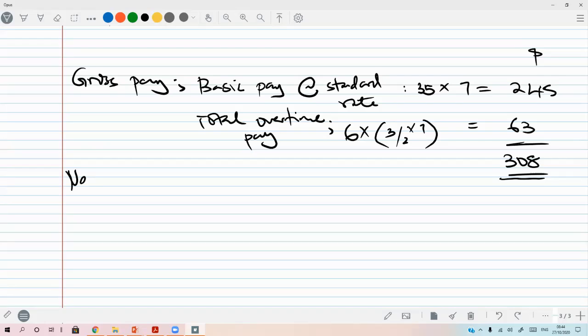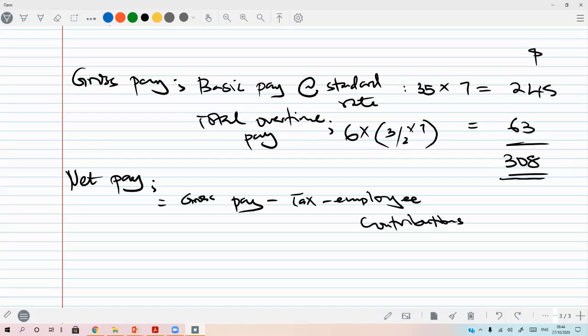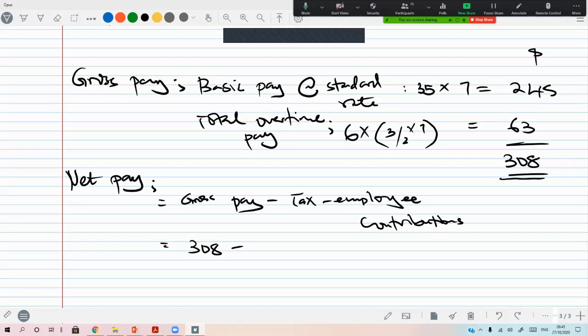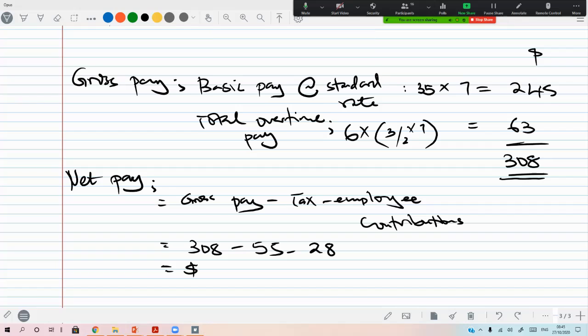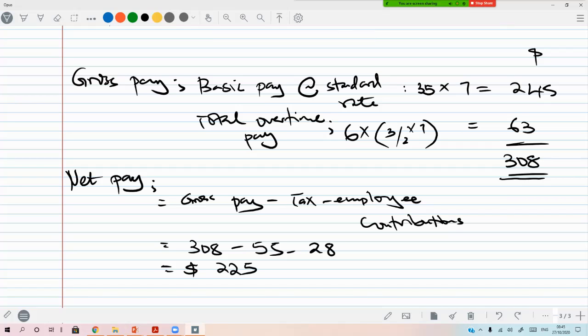The net pay to the employee for that time period will be equal to the gross pay minus the taxes, minus any employee contributions for that particular time period. The gross pay was 308. There was tax of 55. Then there was employee benefit contribution for the week, which was $28. Therefore, minus 28 to give us how much? That would be the net pay. 225. Yeah, $225 for the net pay to the employee.